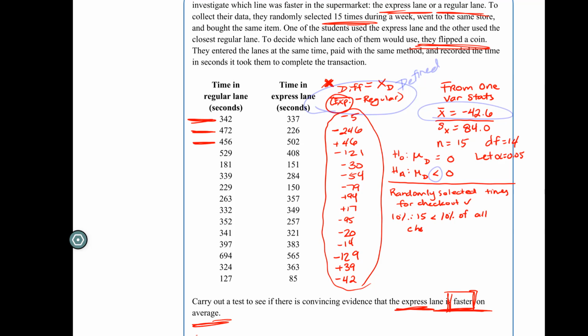And again, you can totally write these out in sentences. There's no problem with that. I usually like to use notation because it's faster. Okay, so 15 is less than 10% of all checkout times, so our 10% condition is satisfied.